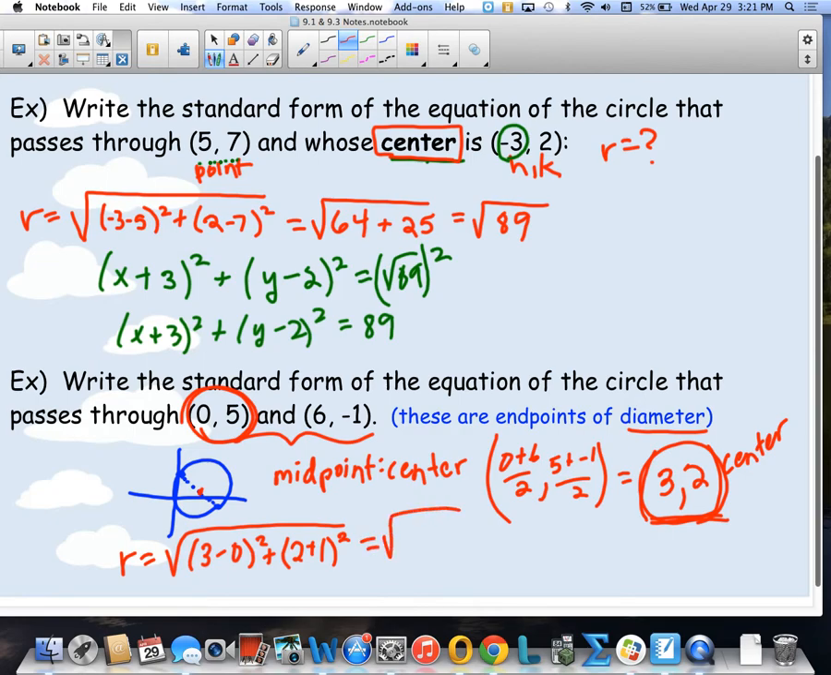And let's see what I get here. I have 3 squared is 9, and then I have 3 squared is 9. So in this case, I get the square root of 18. So that's my radius. So now we're ready to write the equation of the circle.